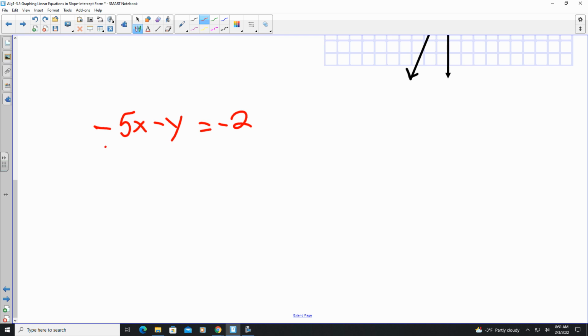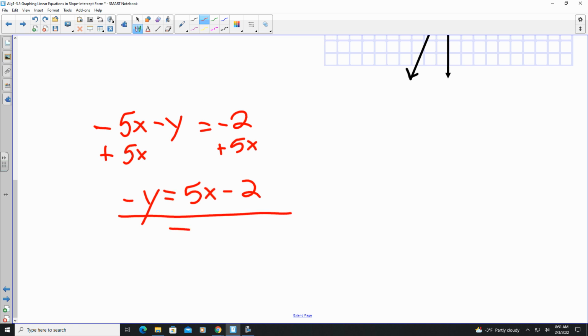If I add 5x to both sides, I would get -y = 5x - 2. Because I have this -y, I'm going to divide everything by -1. So now this turns into positive y, this turns into -5x, and this turns into positive 2. I just change the sign of every term in order to get my value of y to be positive.